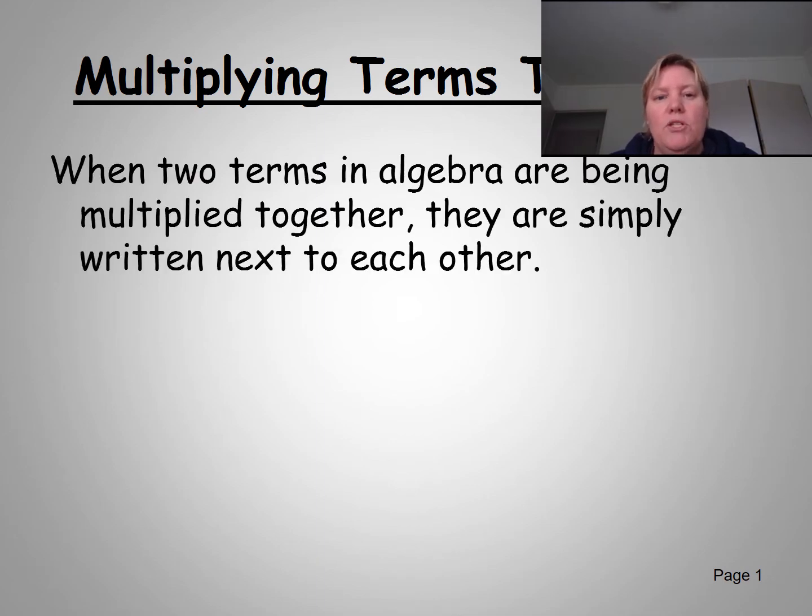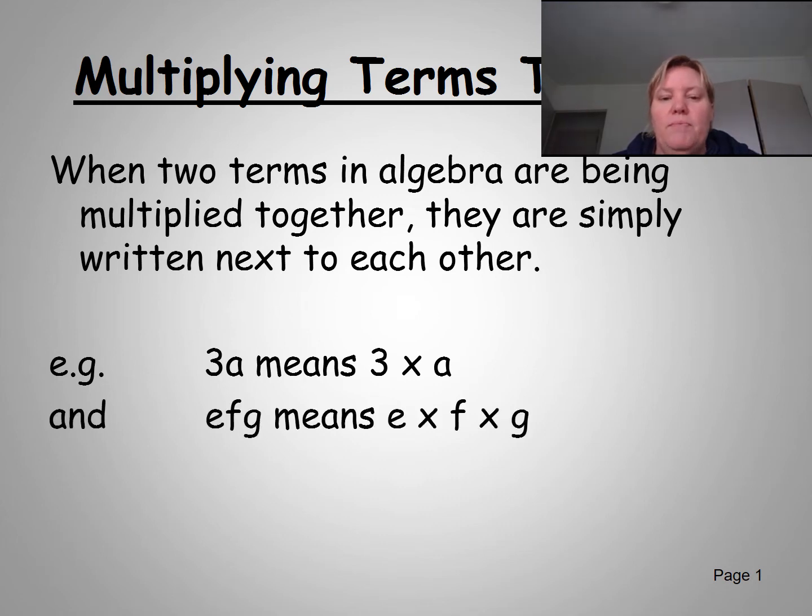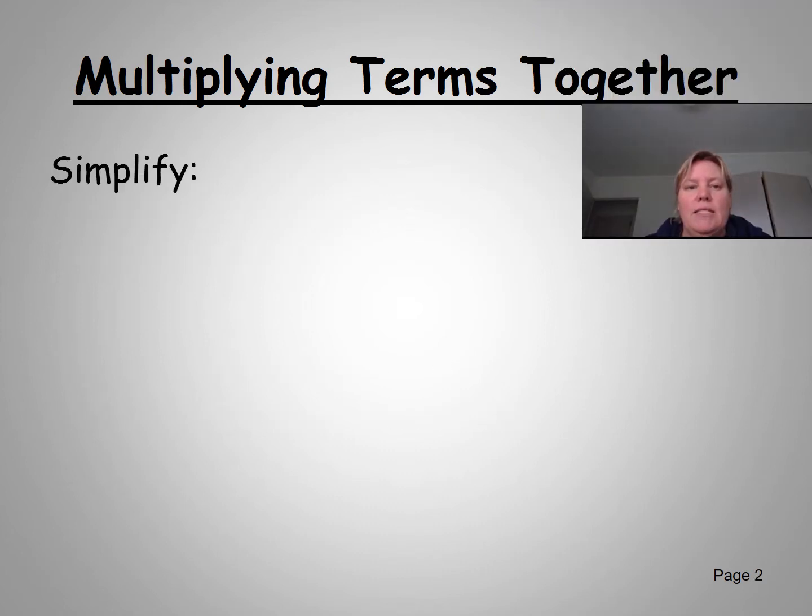When two terms in algebra are being multiplied, they're simply written next to each other. So we can write 3a, and that means 3 times a. The reason we can do that is with two numbers, if you had 5 times 2, you can't write that as 5-2 because it looks like 52. Whereas in algebra, it's not a problem. And if you see EFG, that actually means E times F times G.